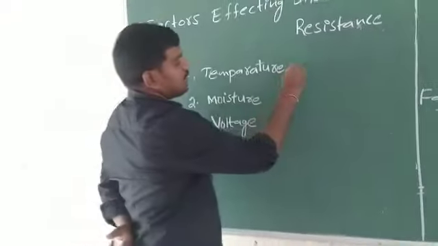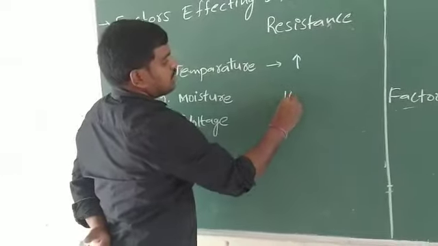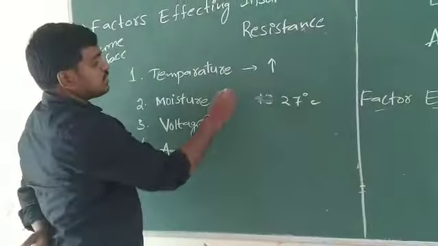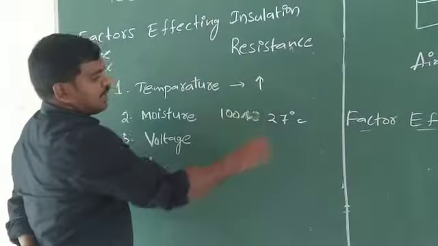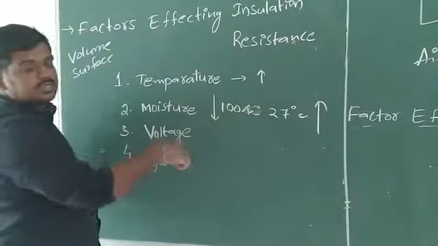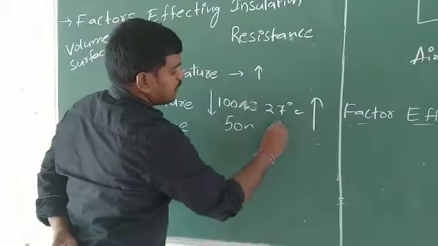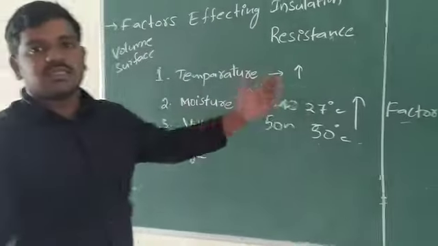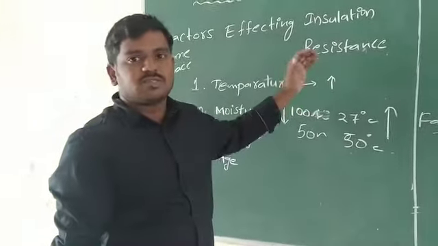Whenever the temperature increases, let's take our normal temperature as 27 degrees centigrade, here the insulation resistance might be some 10 ohms or 100 ohms. When the temperature is increased to a particular value, then the insulation resistance is going to decrease. That means it will come down to 50 ohms like this, when it is increased to some 50 degrees centigrade. So whenever the temperature is increased, the insulation resistance is going to decrease. This is the effect of temperature on insulation resistance.